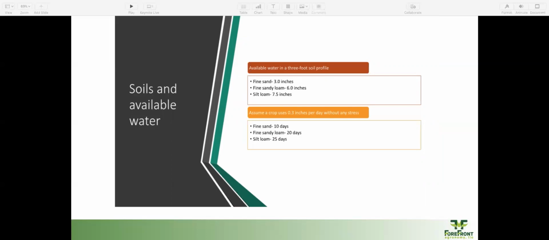If you had available water in a 3-foot profile on 3 different soil types, there's quite a big range of available water there, from 3 inches to 7.5. And let's just assume that our corn crop is using 3/10 of an inch per day without any stress. That's enough water in the soil to carry you for 10 days in the sand or 25 days in a silt loam. Now that's to full depletion, to that 50% mark.